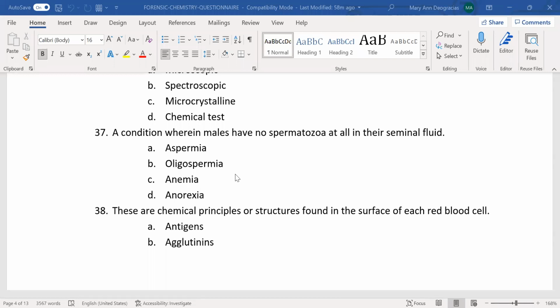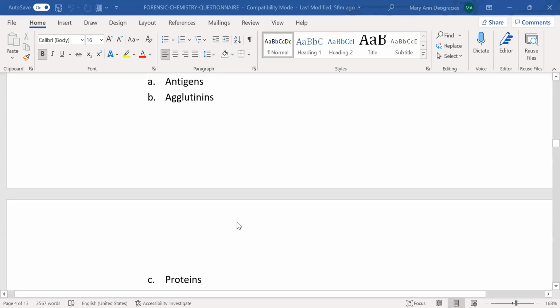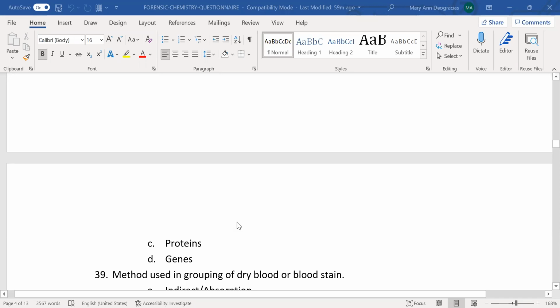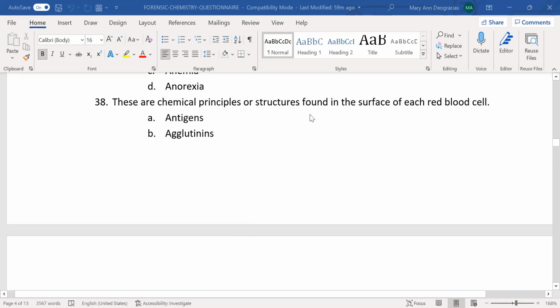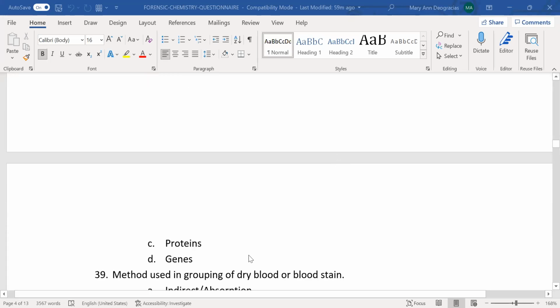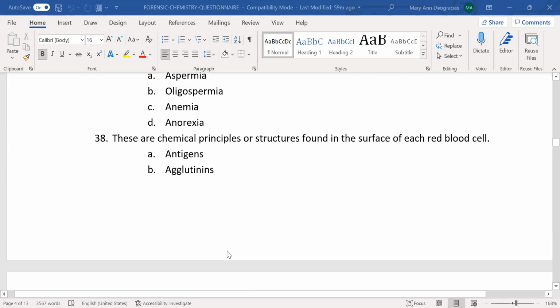Next. These are chemical principles or structures found on the surface of each red blood cell. A, antigens. B, agglutinins. C, proteins. D, genes. Chemical structures which are found on each surface of the red blood cells. Okay, yes, it's letter A. Let's remove proteins and genes. We have antigen. Agglutinin is in the serum. Take note: antigen is on the red blood cells.